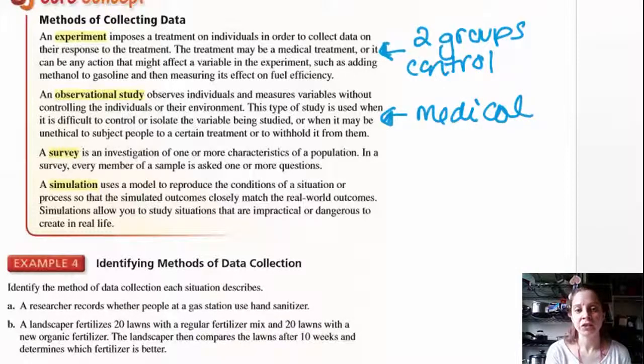A survey is an investigation of one or more characteristics of a population. In a survey, every member of a sample is asked one or more questions. One example of a survey is a census. A census is a very particular survey because a census asks everyone in the population to respond. For example, in the U.S., the Census Bureau conducts a census every 10 years. So every 10 years, they get information from the entire population of the U.S. Not often is a census used, but a census is an example of a survey.